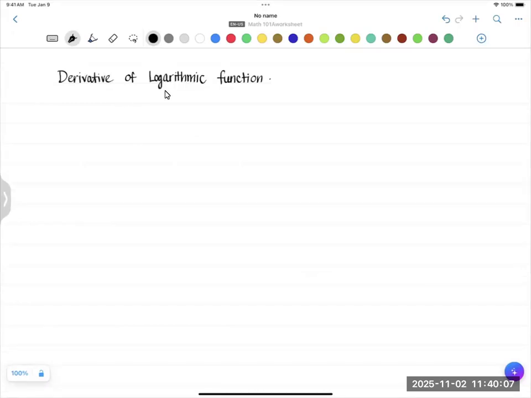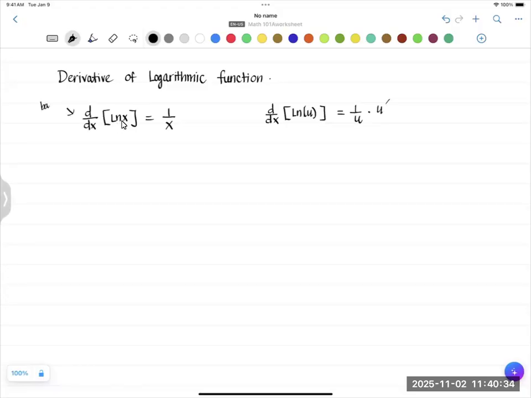Let's take a look at the derivative of the logarithm function. We know the derivative of ln x is 1 over x. Then if you have the chain rule, the derivative of ln u will be 1 over u, but because it's the chain rule, you have to multiply by u prime. This is the natural logarithm, so the base is e.